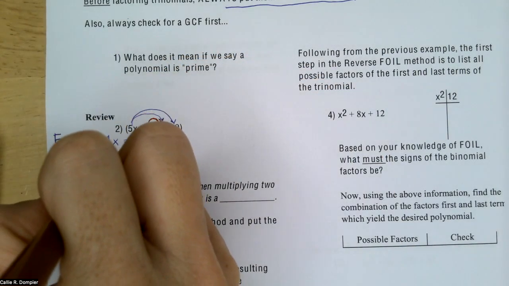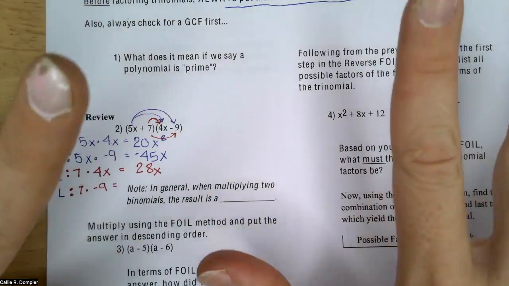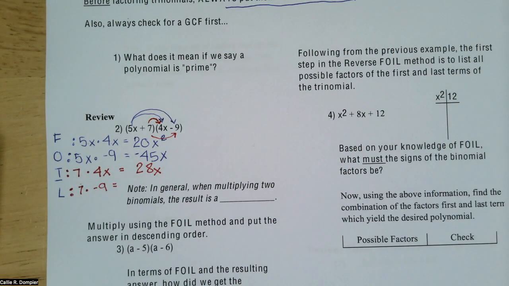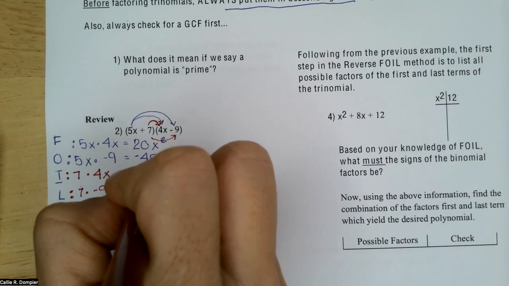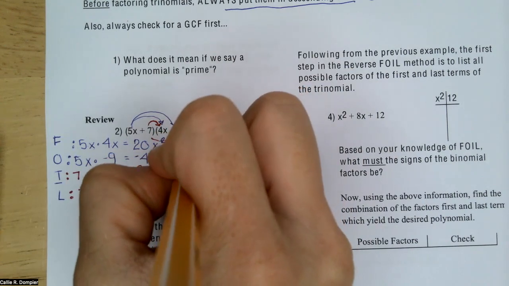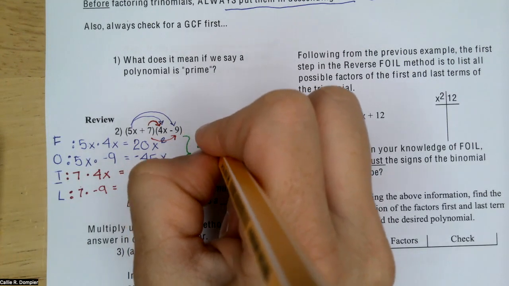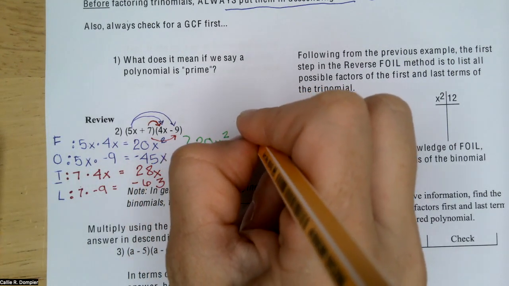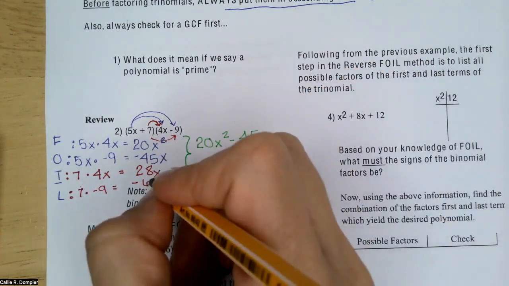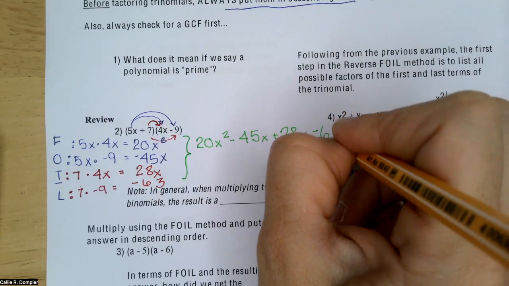So it's a positive 7 times a negative 9. What's that trick where you put all 10 of your fingers out and then you put down your 7th finger and you get 63? So 7 times 9 is 63, so 7 times negative 9 is negative 63. Good? All right, so we did first, outside, inside, last, and we're just going to line those up. We started with 20x squared minus 45x plus 28x minus 63.